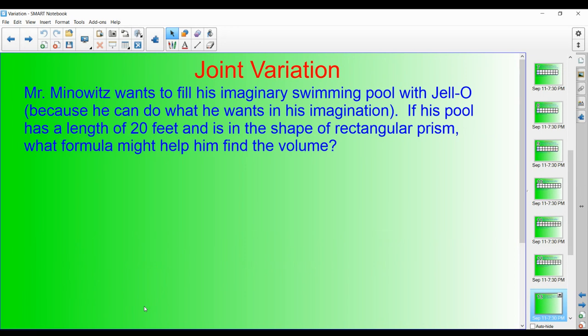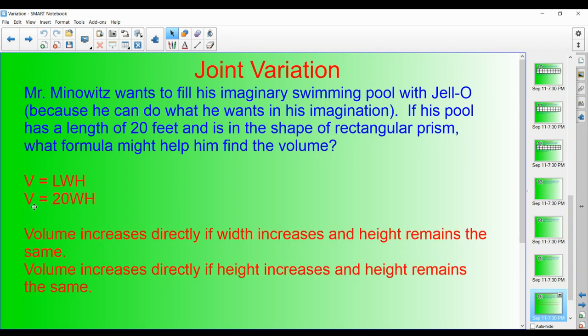And then joint variation, we need three variables. So we have this case where the volume equals length times width times height. And in this case, I told you that the length is 20, so that's the constant. That stays the same. Now, if width goes up, volume's going to go up. And if height goes up, volume goes up. So this would say volume varies jointly with width and height. So if either width or height goes up, then volume goes up.